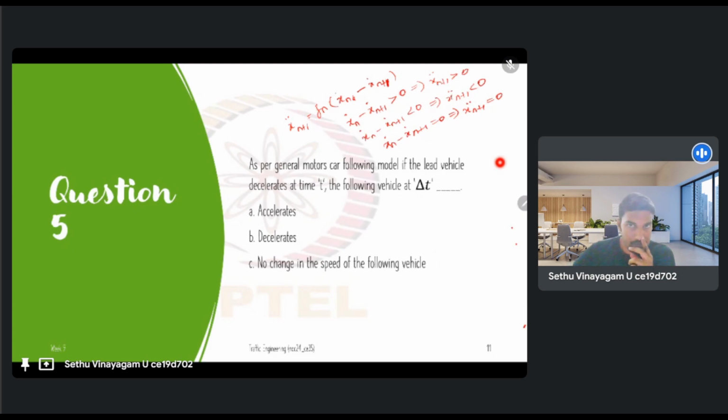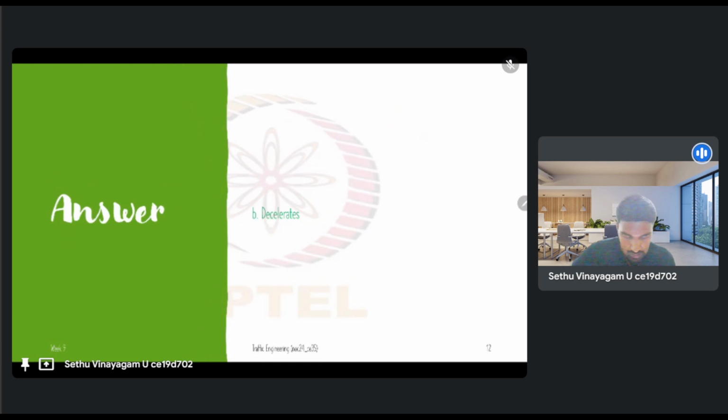In the question we are asking about the lead vehicle decelerating. These are the three cases. The lead vehicle is decelerating, which means that we are going to have a negative relative speed. Therefore, the response will also be deceleration. So the right answer is option B.